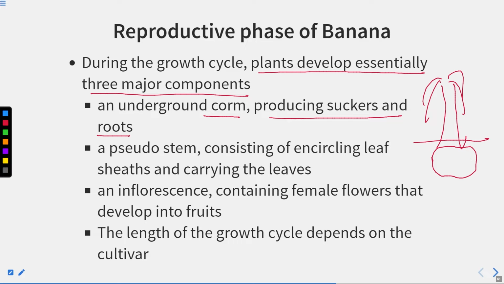And here what you see, from the corm, new suckers are emerging out. Okay, so these are the suckers, and also the roots are emerging. So this is the corm.